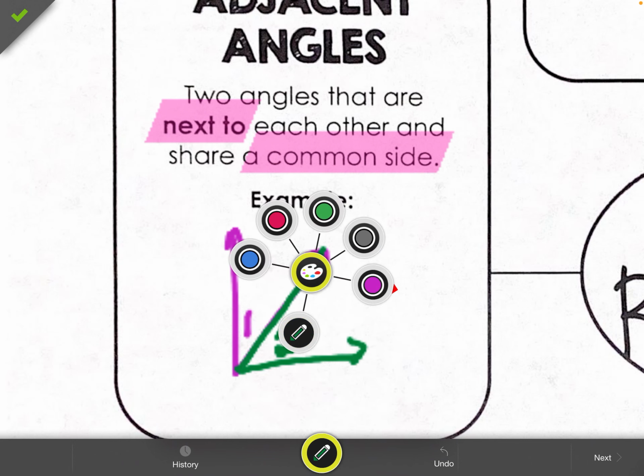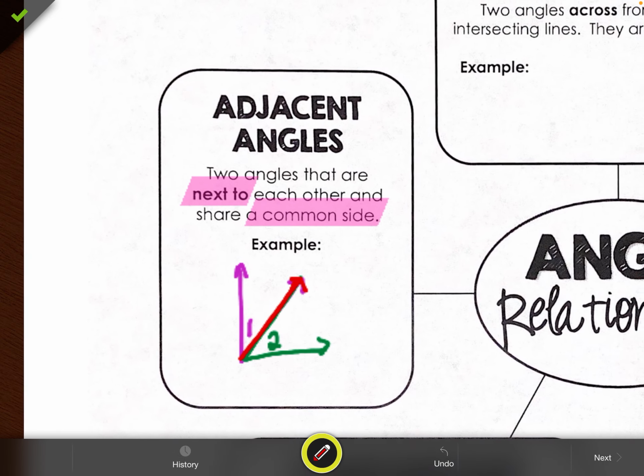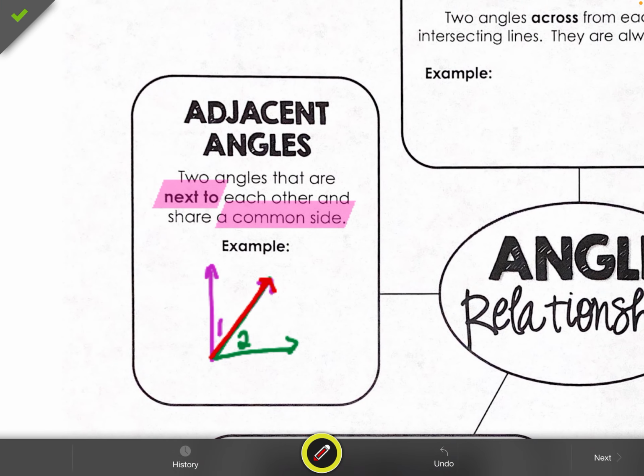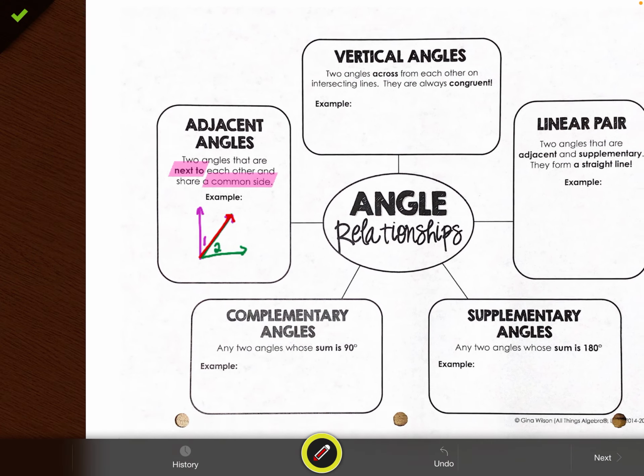And what you want to pay attention to, we would call them adjacent because they're next to each other. And this side that I'm marking red is a shared side. Okay, it's the bottom of angle 1 and it's the top of angle 2. So adjacent angles are just next to each other that share a common side. Now, let's look at some other types of angles.